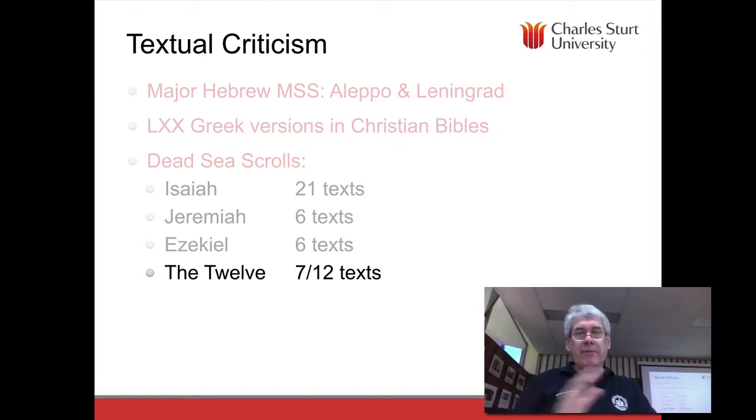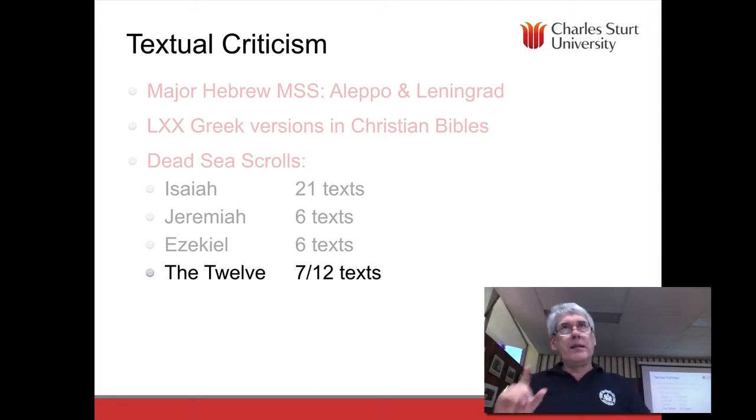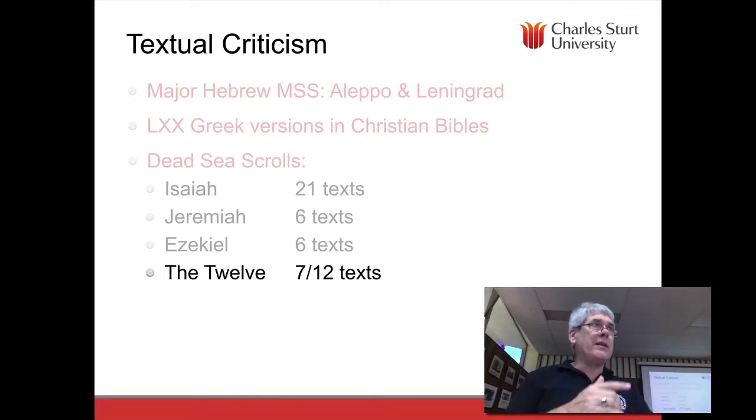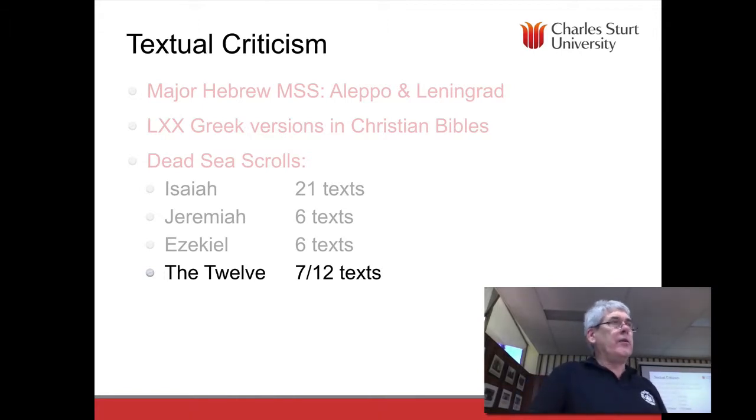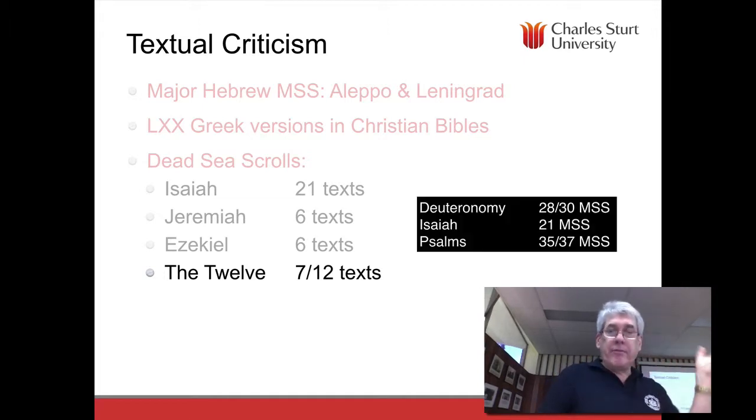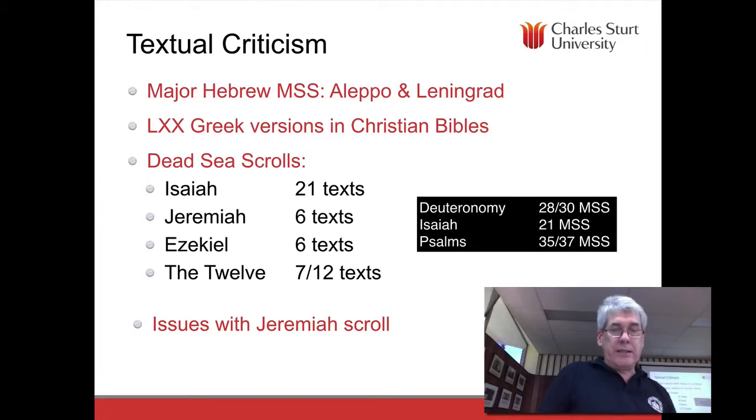Okay, and again, the reason for the difference between 7 and 12 is that at least some of the other ones are probably pesharim, in other words, commentaries on the Book of the 12. But as I said, that's actually even better in a sense, because that means they not only had the book, they were writing commentaries on the book, and they were seeing it as having such significance that they were actually writing explanatory material based around the biblical text. Okay? So Deuteronomy, just to reiterate, 28 to 30 manuscripts, Isaiah 21, Psalms 35 to 37. So Isaiah is theological heartland for the Qumran people as it was for the New Testament people.